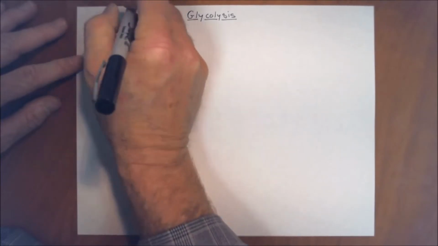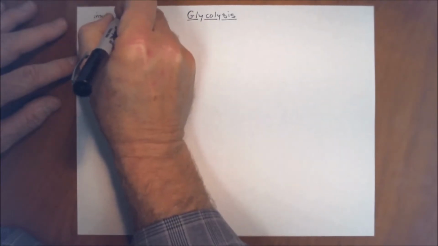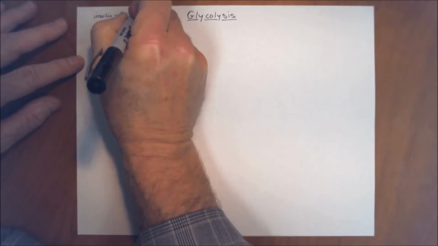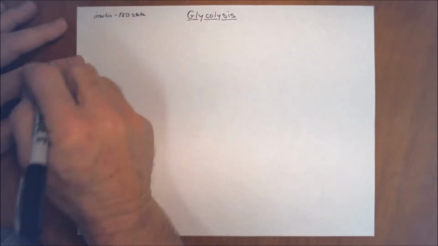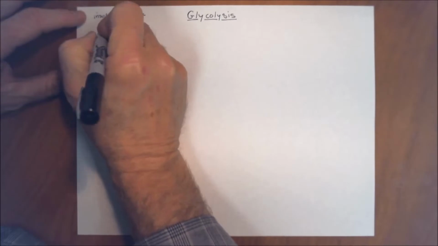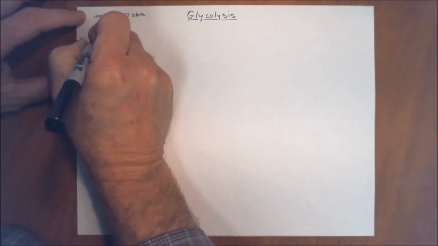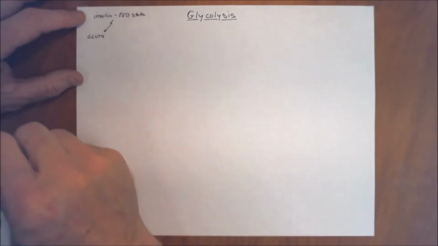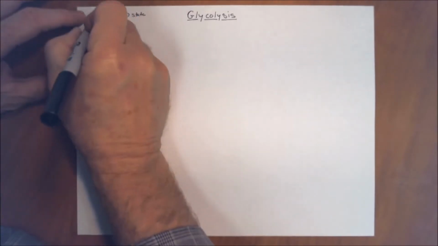So the first thing we need to talk about is insulin, because we are in a fed state in the beginnings of our discussion. So the insulin on skeletal muscle will induce the translocation of GLUT4 to the cell surface of skeletal muscle.